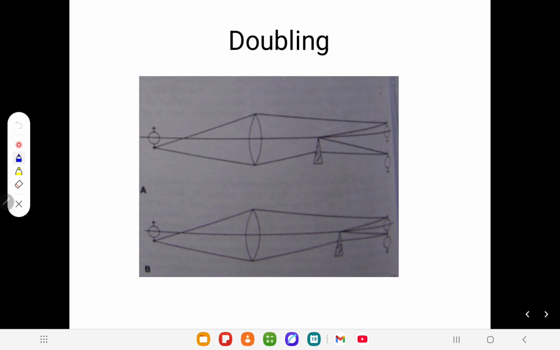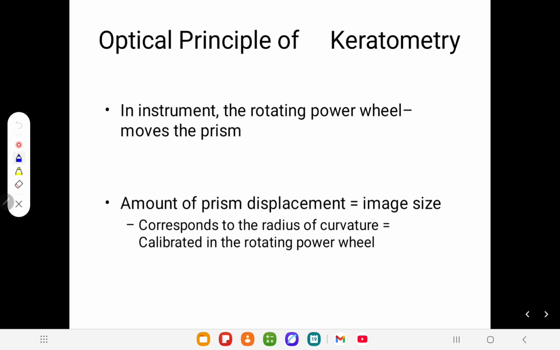What is doubling? Okay, so first you do the doubling with the prism, and you move that prism along the optical axis. This is the optical axis, isn't it? Then you move it, and whenever the two wires just touch each other, that displacement is actually the doubling. That displacement is actually the size of one wire, and we will get the height of the image. Okay, so in the optical principle of the instrument, a rotating wheel moves the prism. The amount of prism displacement is equal to the image size, which corresponds to the radius of curvature, and it is calibrated to the rotating wheel, and we know that.